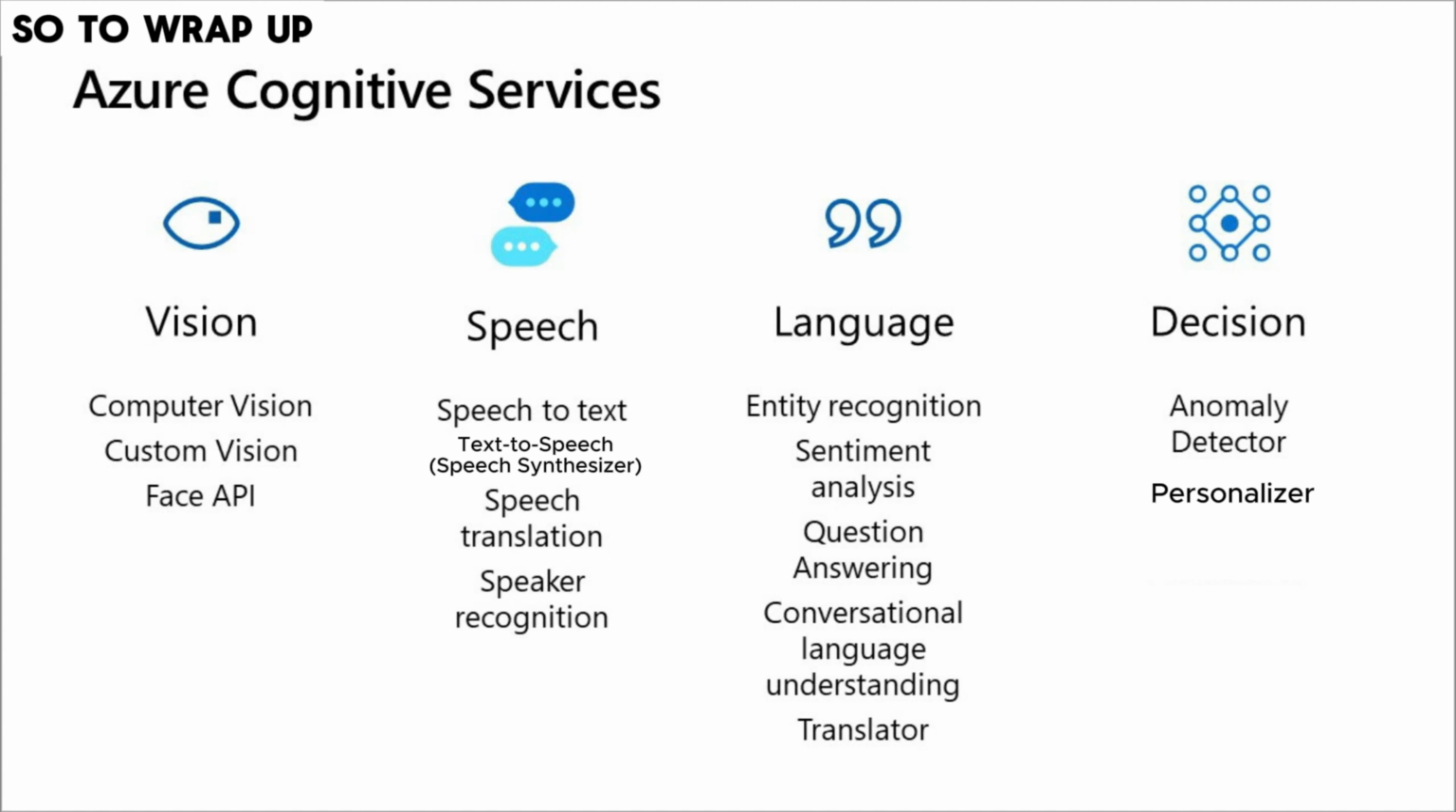So to wrap up, Azure AI services fall into four categories: vision, language, speech, and decision. In the next video, we'll take our first deep dive into one of them, text analytics and sentiment analysis, and actually see it in action inside the Azure portal.